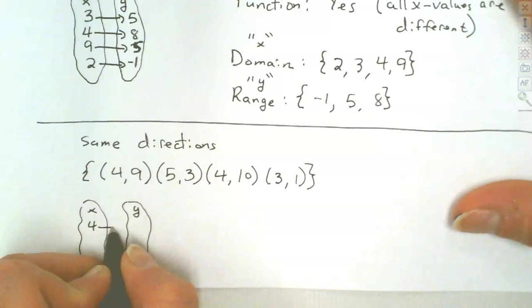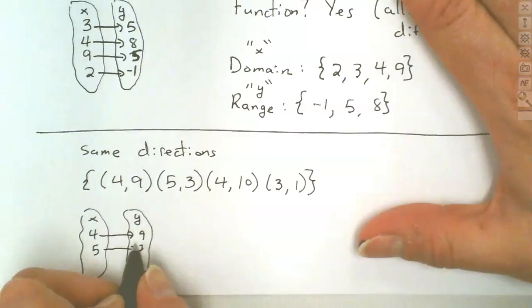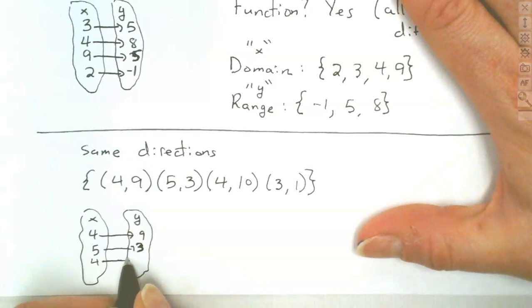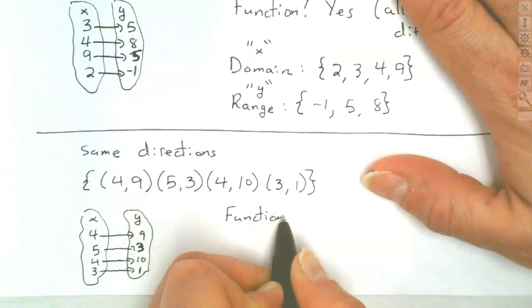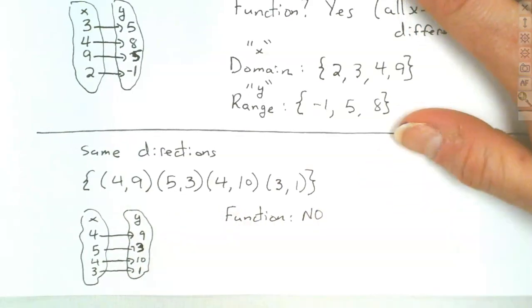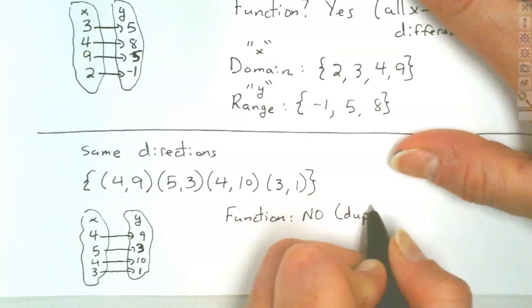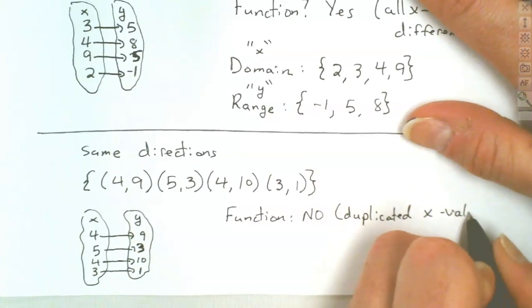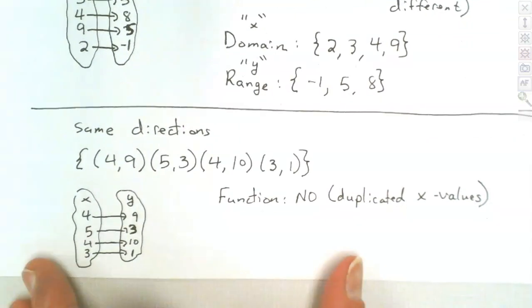So 4 maps to 9, 5 maps to 3, 4 maps to 10, and 3 maps to 1. Is this one a function? Yes or no? No. Why is this one not a function? Duplicate 4s on the x, right? Duplicated x values. So those duplicated x values mean that it then is not a function.